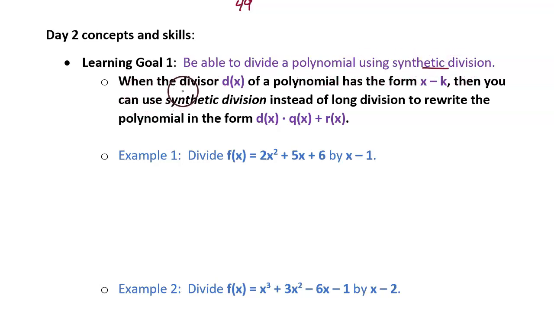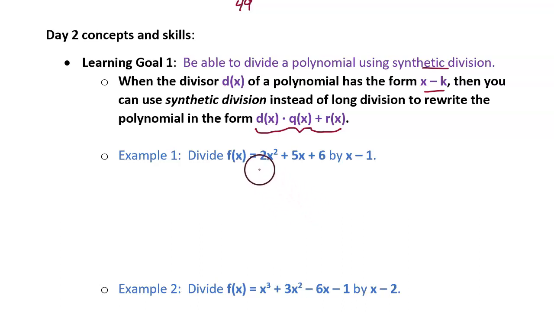Here's the key idea. When the divisor of a polynomial has the form x minus k, then you can use synthetic division instead of long division to rewrite the polynomial in this form right here that we had just done on our example problem. It's important to realize that synthetic division only works when you're dividing by a number that has this format. If you're not dividing by a binomial that can be written in this form, then you cannot use synthetic division. You have to use long division. Now let's work on an example problem so you can see what synthetic division looks like.